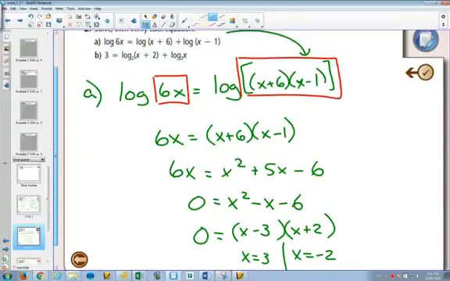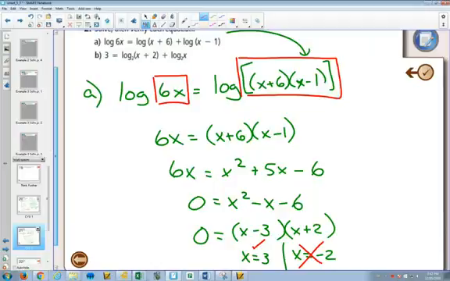If I plug in 3, this is positive. This is positive in the second one. It's positive in the third one. 3 is okay. If I plug in negative 2, I get negative 12 right away in the first one. I don't even have to check the other ones. That one doesn't work.